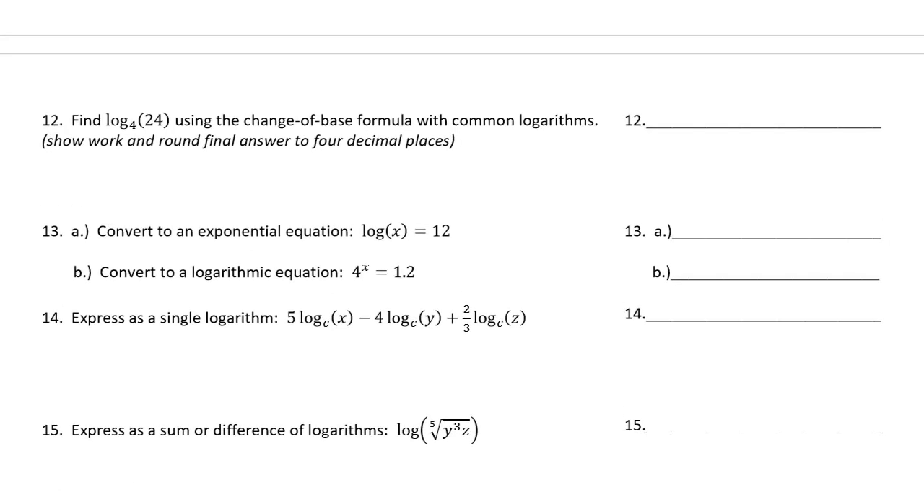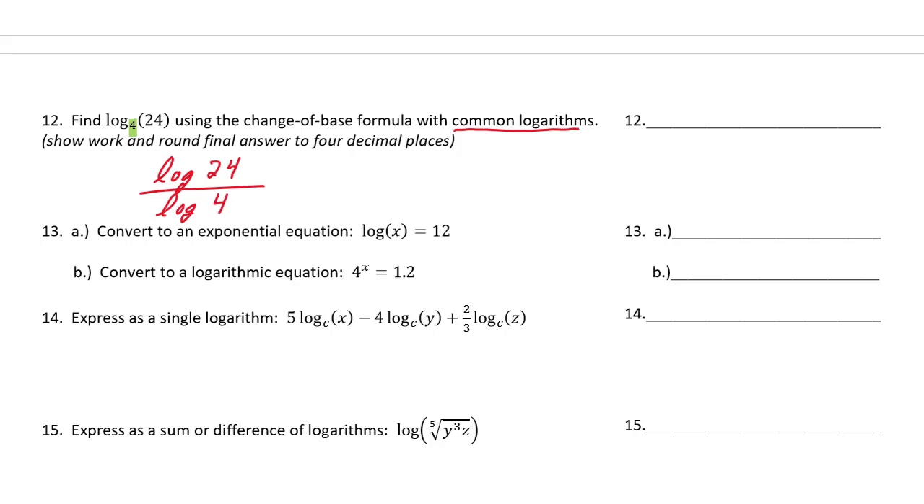Alright, this next one, number 12, wants us to change the base, so I have to use the change of base formula. Remember, the key part with this is that whatever the base is, which is a 4 for this one, will go to the bottom. It does specifically tell me to use common logarithms, so this is going to be log of 24, whatever's on top is what's inside, and then over log of, and again the base goes to the bottom, so 4 must be in the denominator.